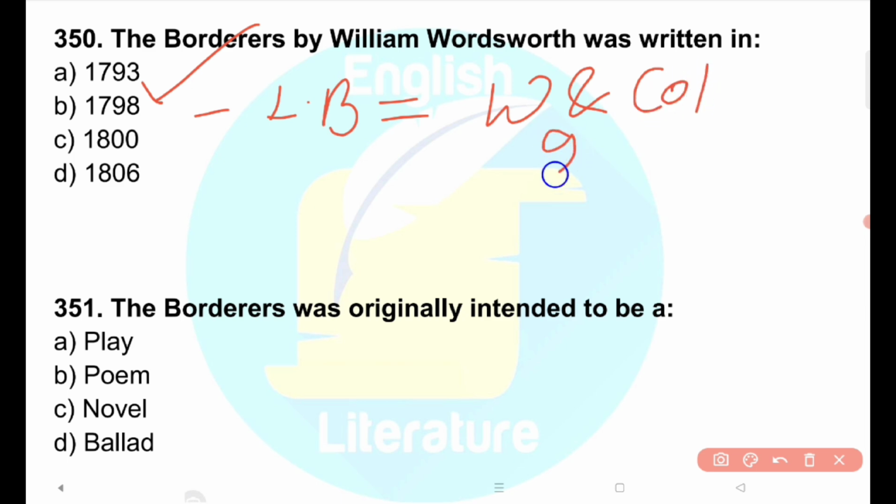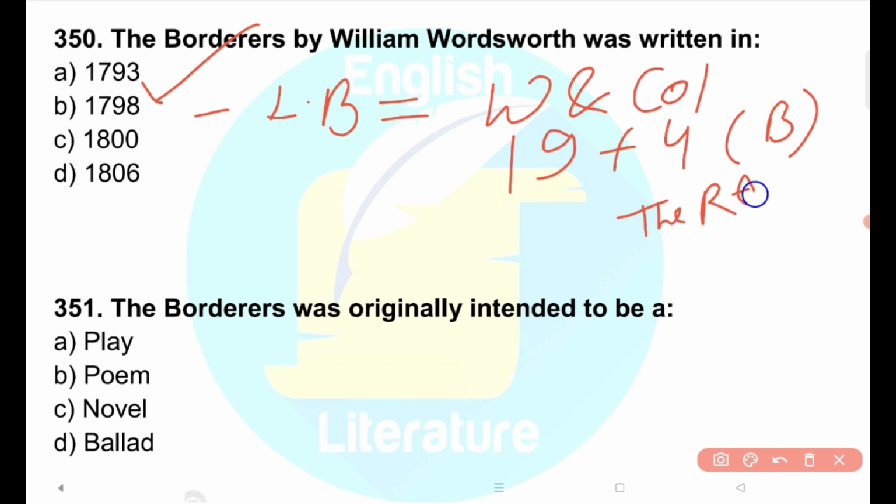19 poems by Wordsworth, 4 by Coleridge. The Rime of the Ancient Mariner is the first poem, and Tintern Abbey is the last. Total: 23.